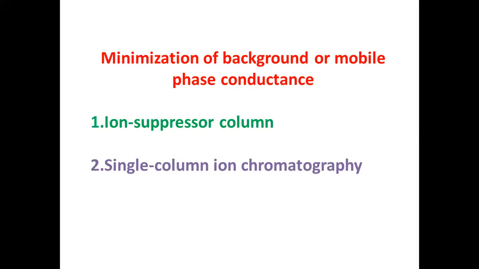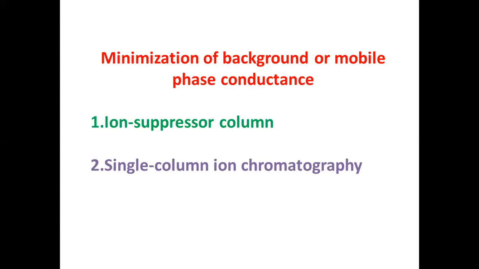If the analytes are anionic, the resin present in the analytical column or the separator is going to be the anion exchange resin. So the ion suppressor column is placed in between the analytical column and the detector. If you use cation exchange resin in the analytical column, the ion suppressor column will contain the reverse for that. That means anion exchange resin. If the analytical column or the separation column contains anion exchange resin, the suppressor column is going to contain the cation exchange resin. Vice versa is applicable here.